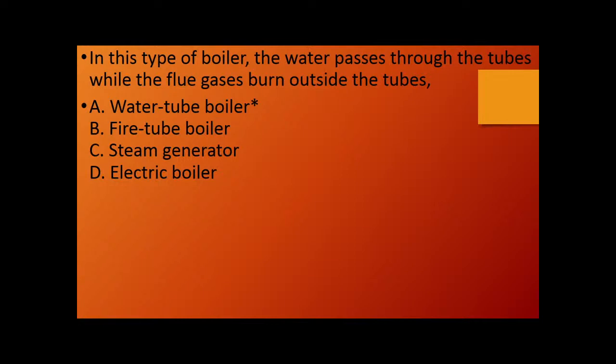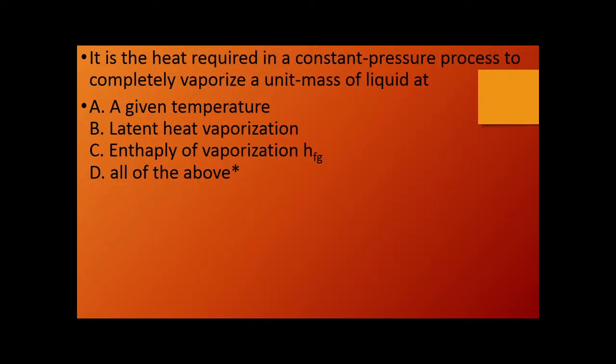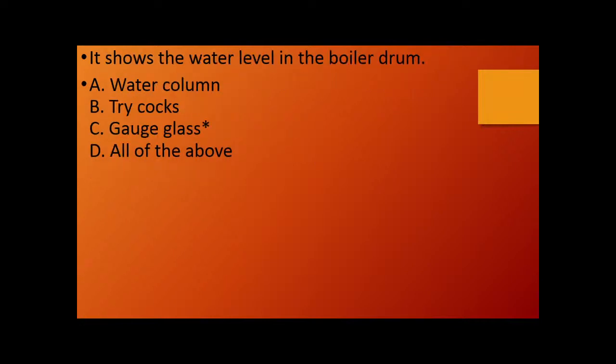In this type of boiler, the water passes through the tubes while the flue gases burn outside the tubes. Answer, water tube boiler. It is the heat required in a constant pressure process to completely vaporize a unit mass of liquid at a given temperature. Answer, latent heat of vaporization, and enthalpy of vaporization, hfg.